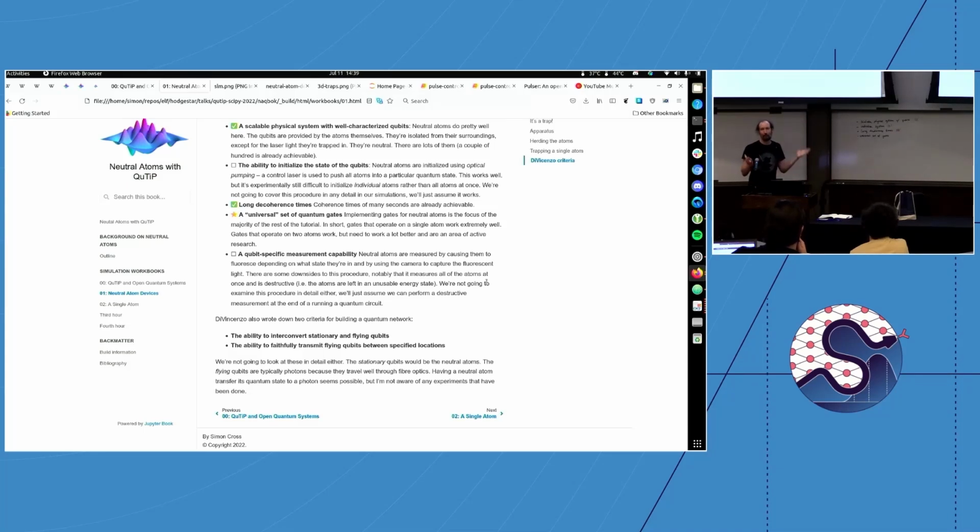But this is not an uncommon situation for any of the technologies at the moment, but I'd say it's maybe more of a problem for neutral atoms. Anyway, implementing these gates in QuTiP using real evolution of the system is where we're going to spend, maybe I'll put a star here, most of our time for the rest of the tutorial.